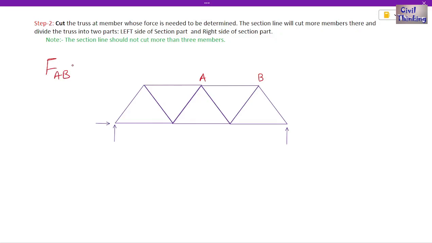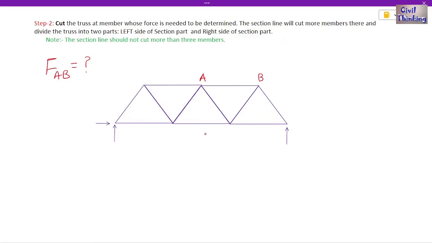AB. We have to find this. Force in AB member. This is the member and we have to find the force in only this member, because we are asked to find the force in only this member. So it should strike our mind that we need to apply method of sections and not the method of joints, because in the method of joints you have to proceed at every joint.